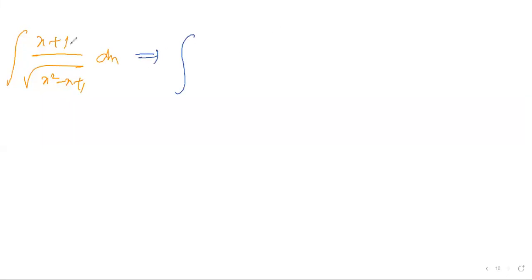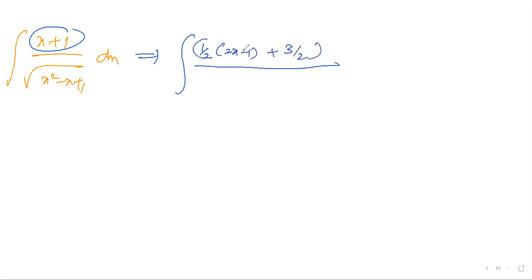Okay. Now x plus 1, what do I have to do instead of x plus 1? I told you, right? What I got yesterday, just now: 1 by 2, 2x minus 1 plus 3 by 2. Clear? This is a numerator replacement. Then the denominator as is, no need to do anything. The denominator is x square minus x plus 1. Still any doubt? Please tell me.